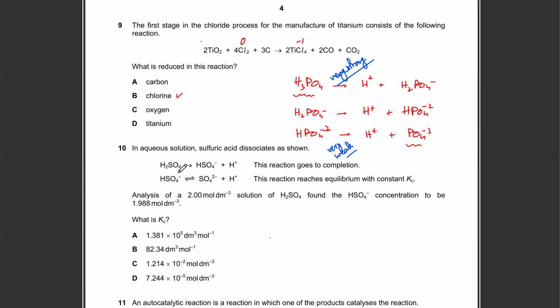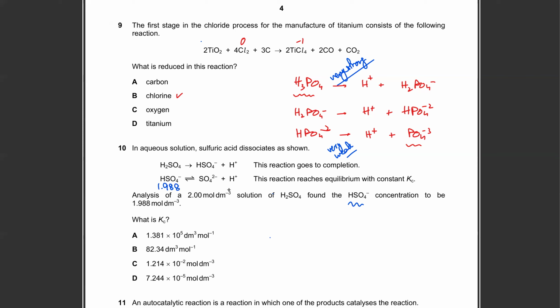Which is why over here in sulfuric acid, the first one was complete, right? It was strong dissociation, but the second one did not happen fully. It just ended up reaching an equilibrium. So he says analysis of a 2 mole per dm cube solution of sulfuric acid found that the HSO4 ion concentration to be 1.98 mole per dm cube. So you know that the HSO4 ion concentration is 1.98, right?